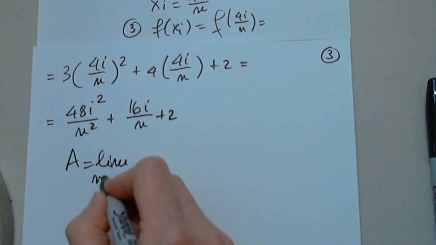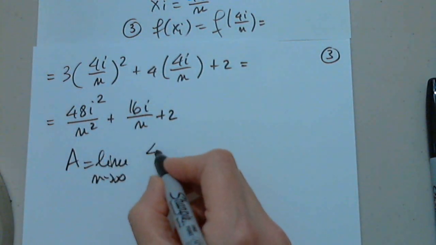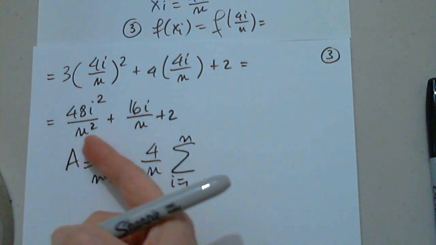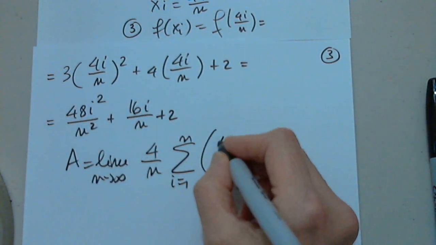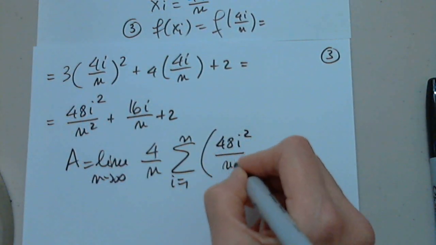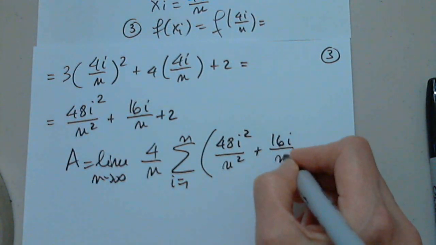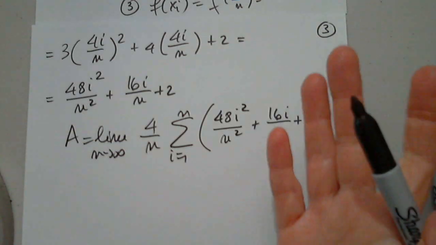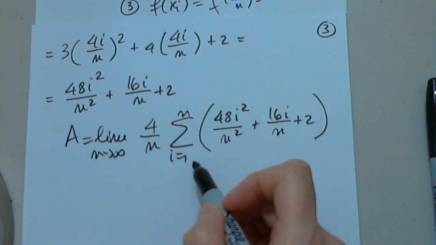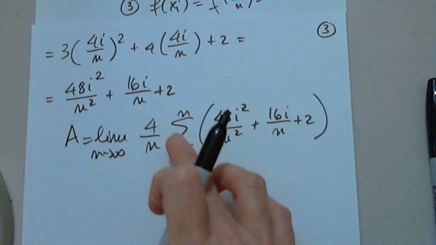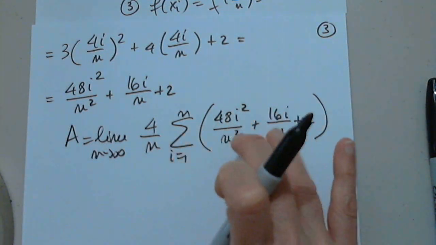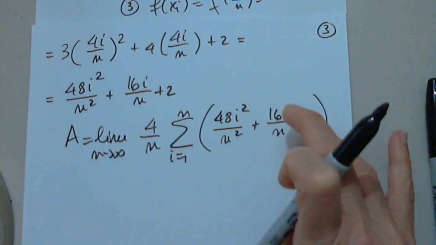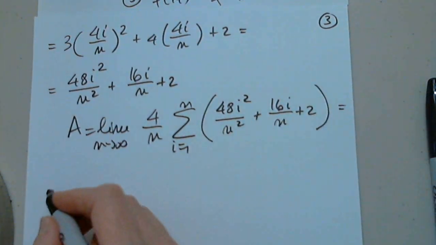Now, finally, I have to put all this information in the area formula. Limit as n approaches infinity. I have delta x, which is 4 over n, times the sum from i equals 1 through n of 48i squared over n squared plus 16i over n plus 2. Now I'm using a property of the summation notation, or sigma notation. The summation of 3 terms is the summation of the first plus the summation of the second plus the summation of the third. I have to write that.